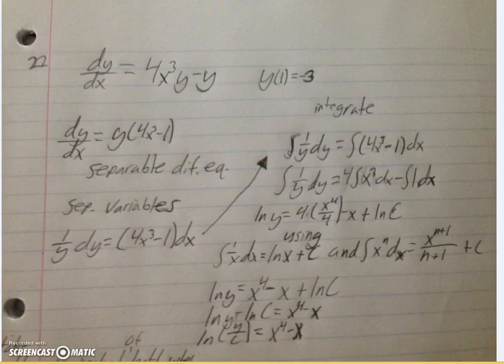Hello, my name is Mitchell Volz, and I was assigned to do problem 5, which was question 22 of section 1.4. Our job here was to find the explicit particular solutions of the initial value problems. Our original equation was this, with the condition that y of 1 equals negative 3.